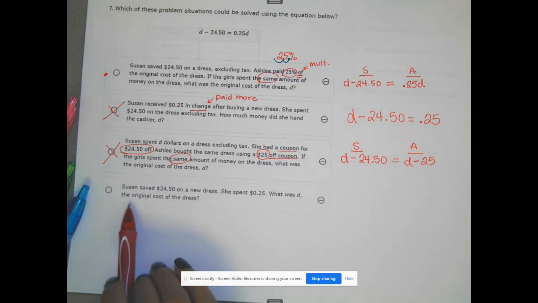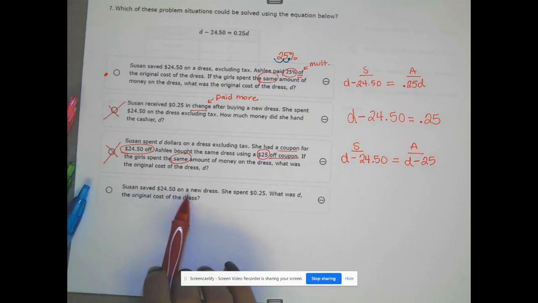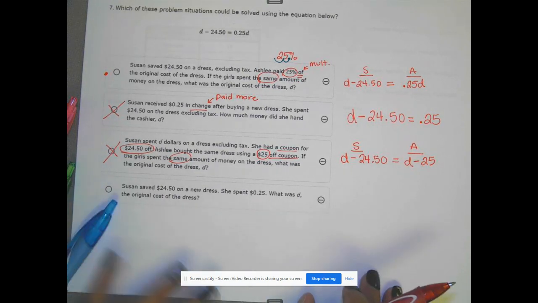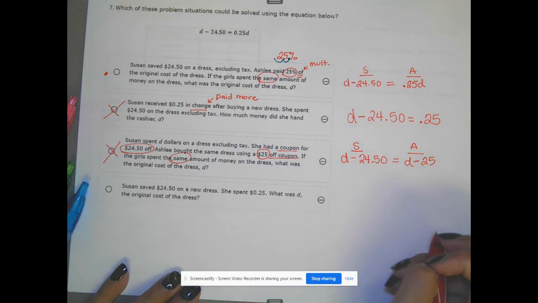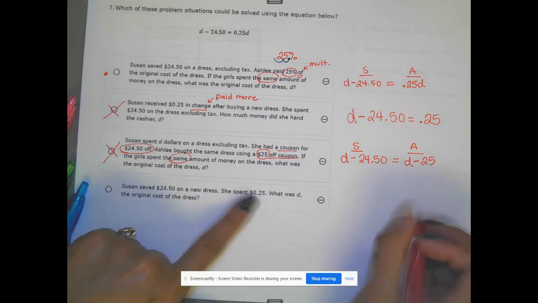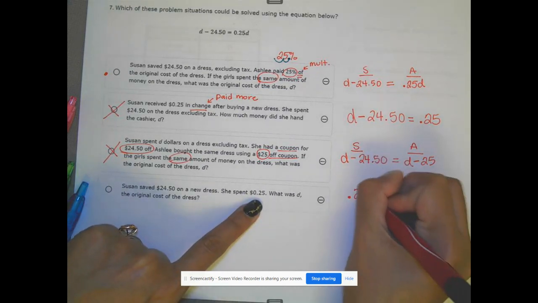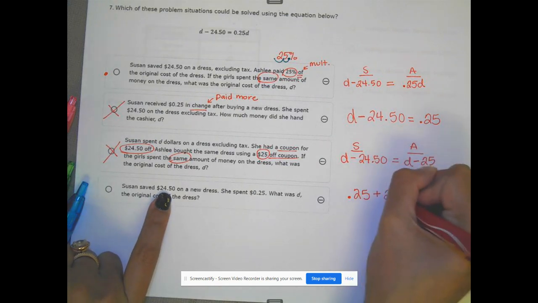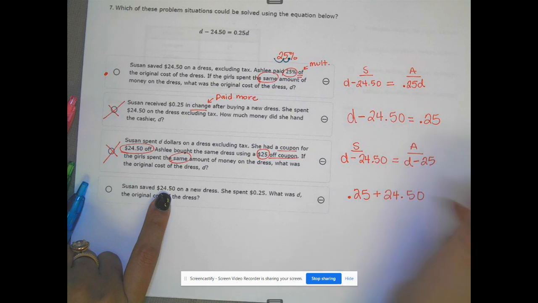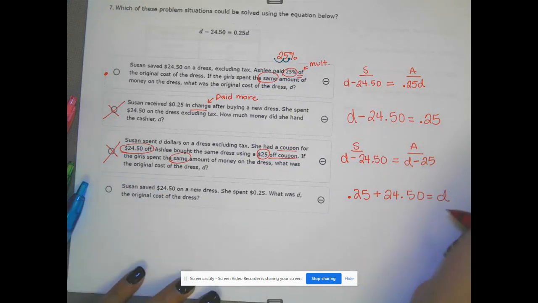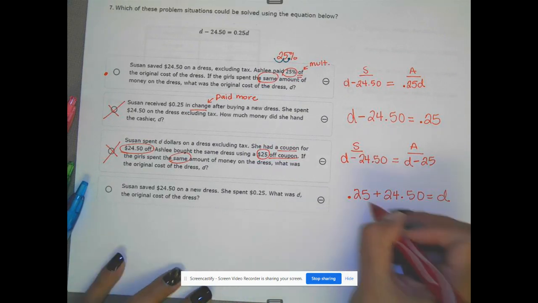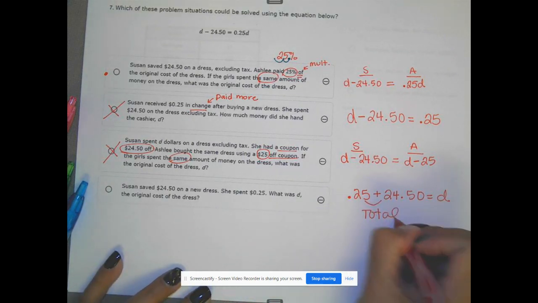All right, and then my last answer choice, Susan saved $24.50 on a new dress. She spent 25 cents. What was D, the original cost of the dress? So to get my total, I would take what I spent and I would add what I saved to get my total cost of the dress. And I can tell you right now, this one has a plus sign because I was finding my total, and total tells me to add.